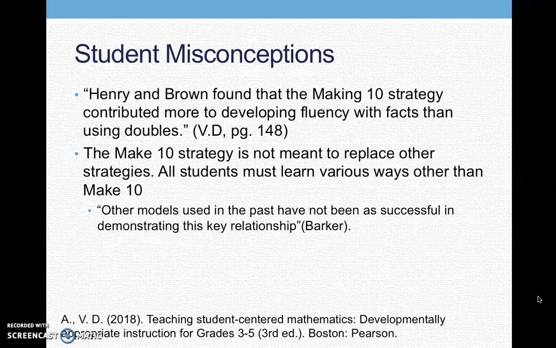All other models used in the past have not been as successful in demonstrating this key relationship. So this is what I was thinking when we did our review in math for the unit. Yes, students did doubles, near doubles, but they couldn't explain their answer quite as well. They just said, well, 8 plus 8 is 16. Or, 8 is 2 less than 10, so I can make 10 out of that. Then I have 6 left, so it'd be 10 plus 6.